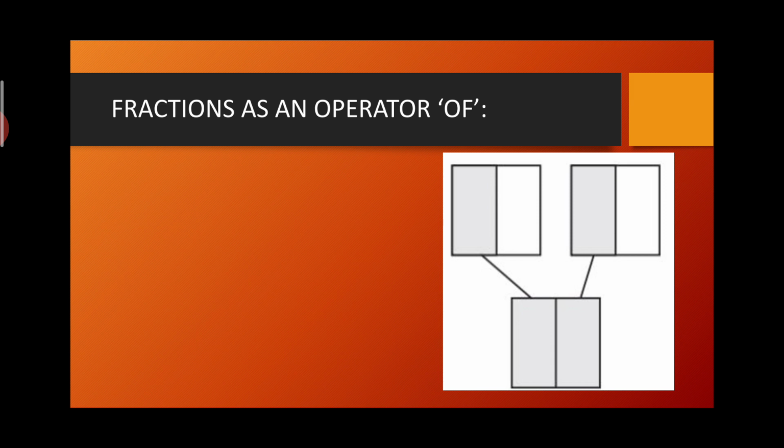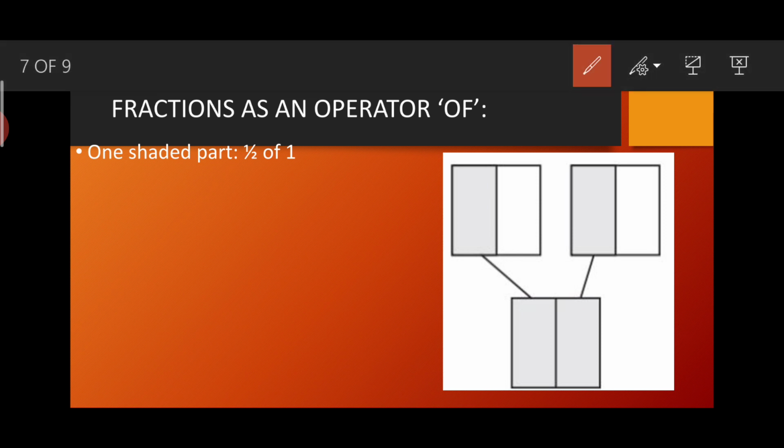In this figure you can see that we have two squares. See here, we have two figures, figure 1 and figure 2. In each figure you can see that we have two parts, first part and second part. Both parts of both figures are equal. So we can write this part as 1 by 2 and also this part as 1 by 2, and we can write this part as 1 by 2 and this part as 1 by 2.